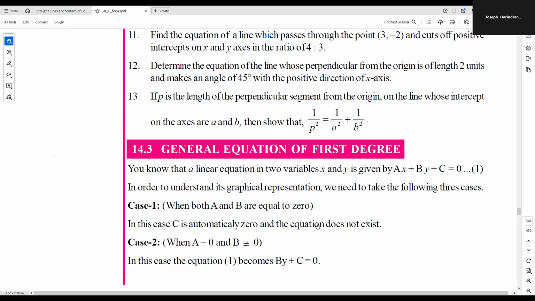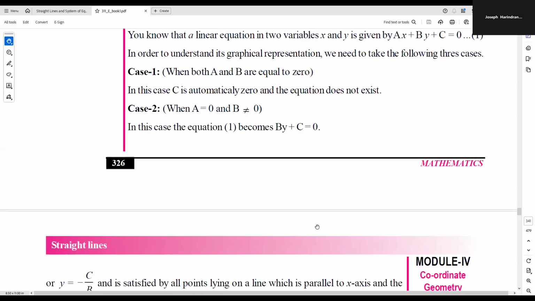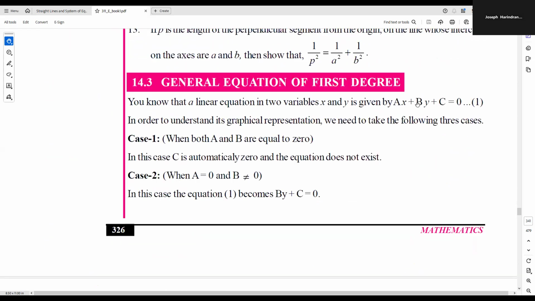The general form of the straight line, the very famous equation ax plus by plus c equal to 0, capital A x plus capital B y plus c equal to 0, where a, b and c are all real numbers. They can take the value 0 also. If both a and b are 0, then this equation does not exist at all, because c will also be 0, since this equation is satisfied only when c is also 0.